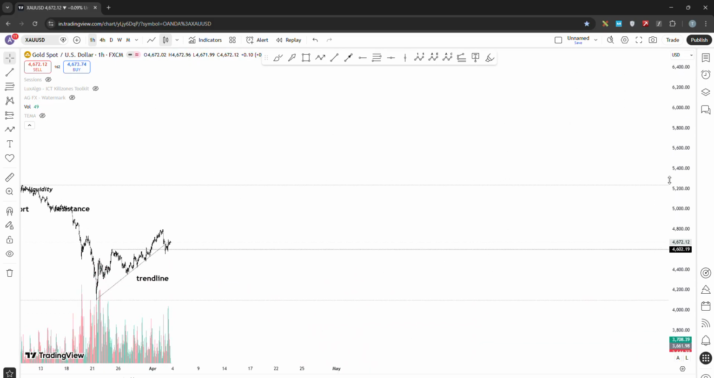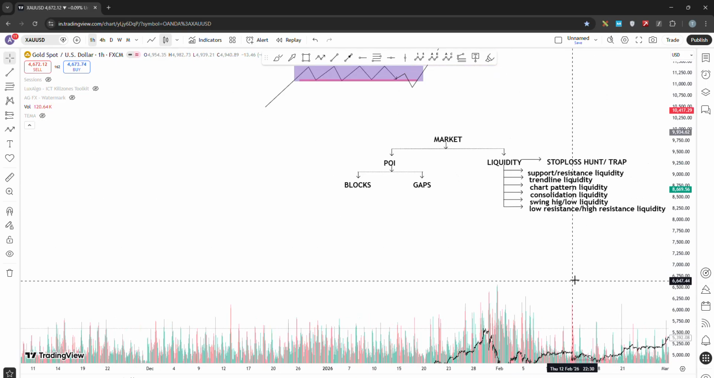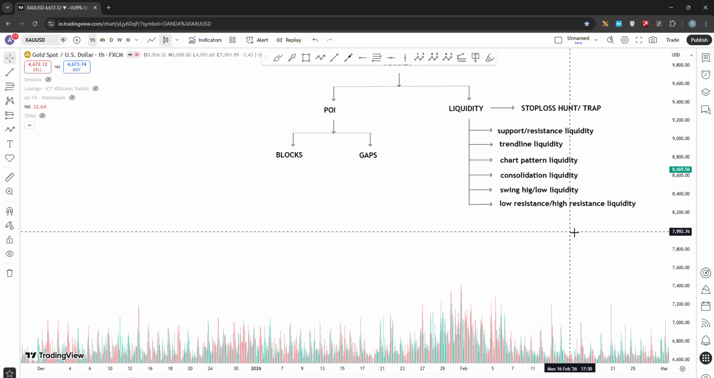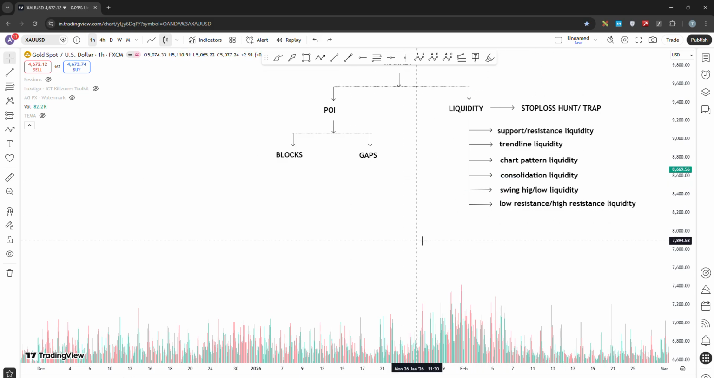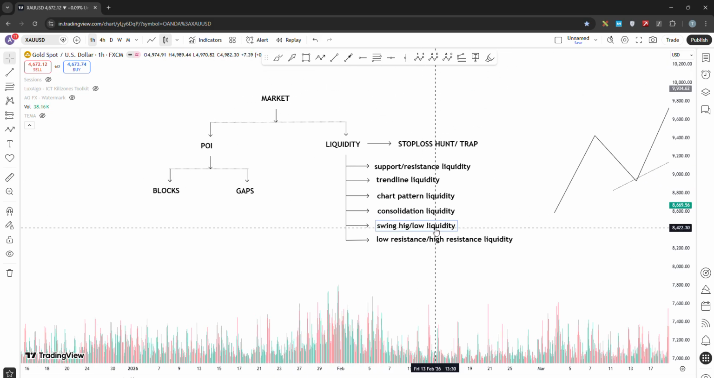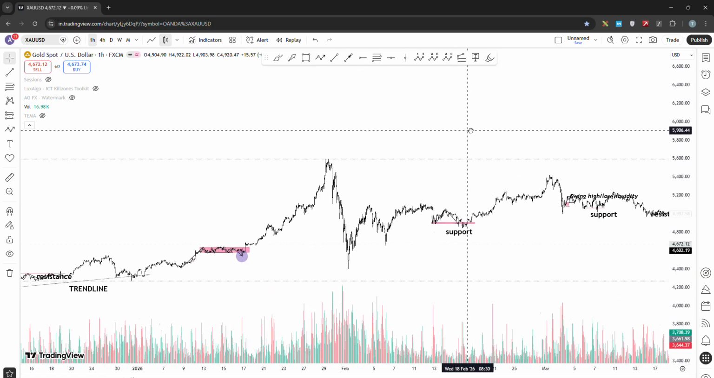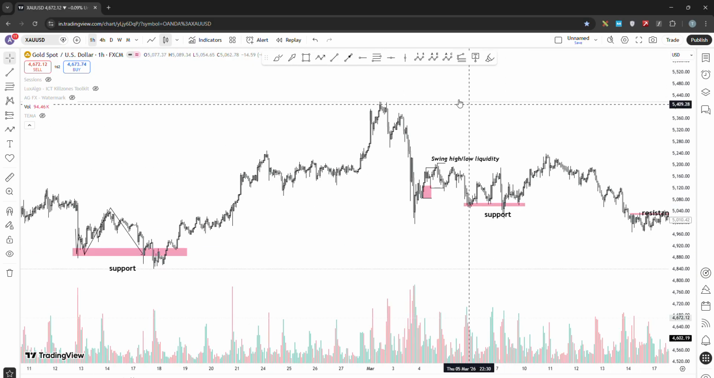Okay, let's look at the next kind of liquidity, which is going to be swing high and swing low. Now we already know about that. Till now we have understood liquidity as swing highs and swing lows, and I already told you that the swing highs and lows, they act as liquidity, right? So we already know about that, but just for an example, I will show you one thing.